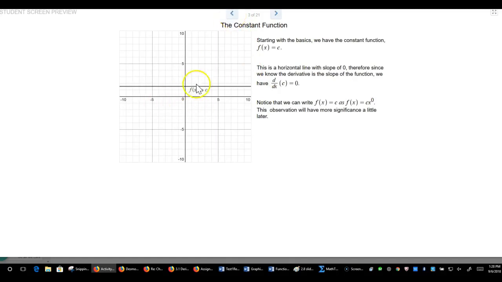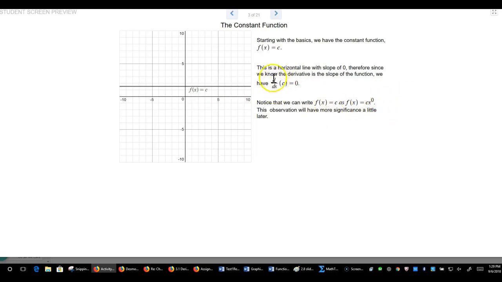So before we look at power and polynomial functions, we'll start with the constant function, because that actually is a special case of a polynomial or power function. The constant function f of x equals c is just a horizontal line. So we know that the slope of that is 0, so we know that the derivative of that is 0. So that's our first quick shortcut rule.